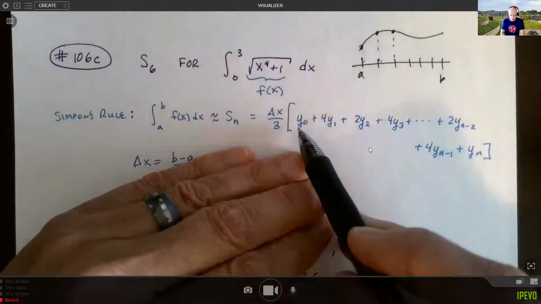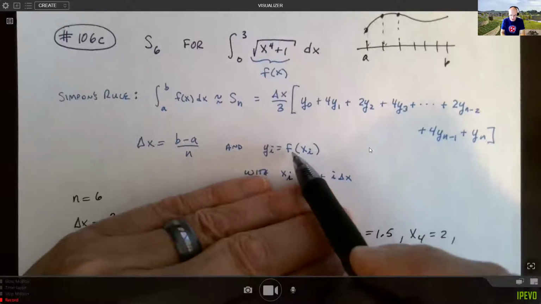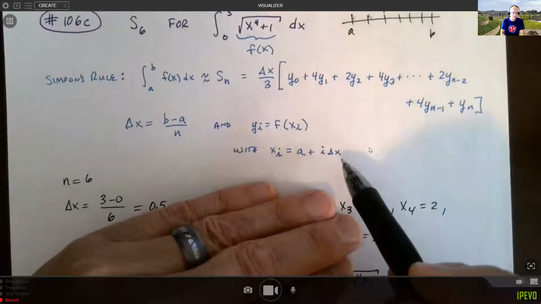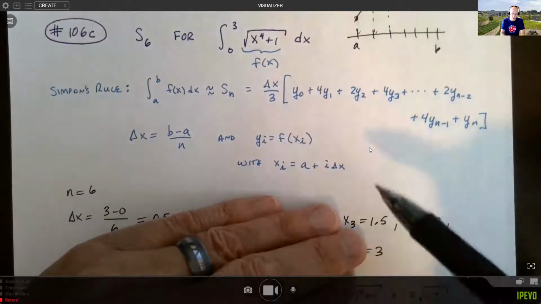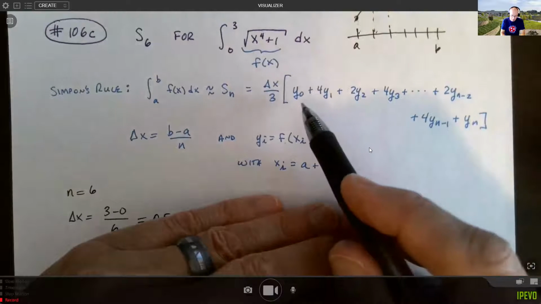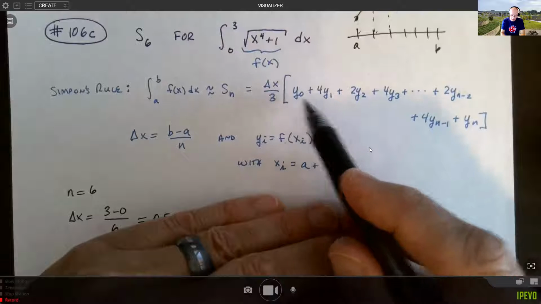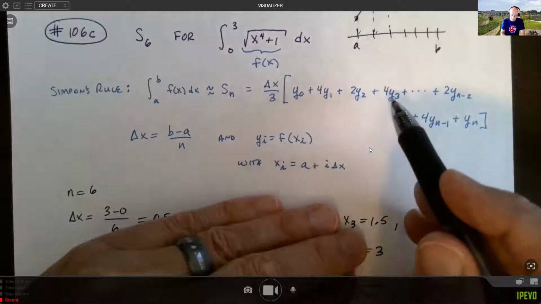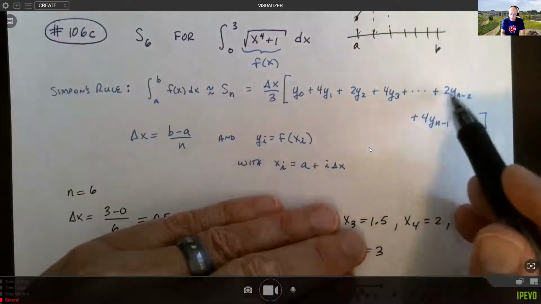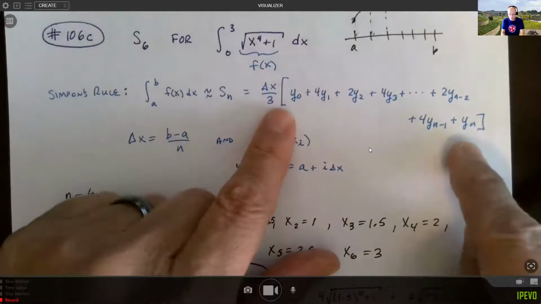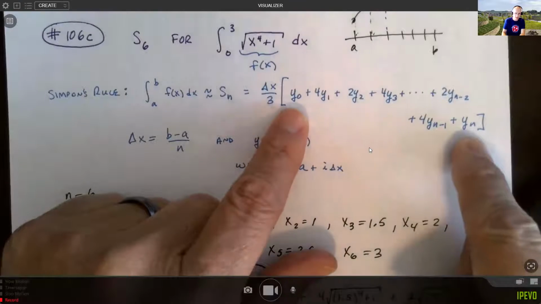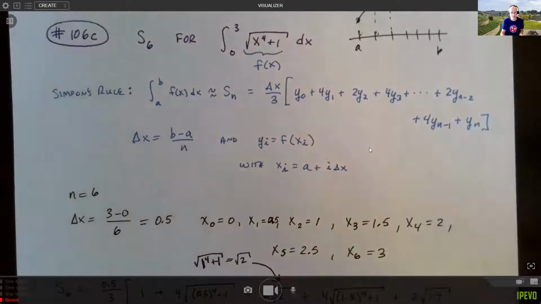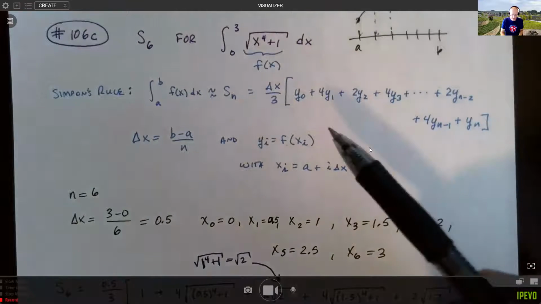Notice the coefficient pattern here, right? The y sub i's are just the f of x sub i's, where these x sub i's are a plus i delta x, x sub 0 being a. And so, notice the coefficient pattern. You've got 1, coefficient of y sub 0, 4, coefficient of y sub 1, 2, coefficient of y sub 2, and then 4. And then that alternates 4, 2, 4, 2, 4, 2, 4, and then back to 1. Notice the first and last, the y0 and yn, have coefficients of 1. So it's just a formula, plug and chug, really, at this point for us in terms of estimating this definite integral.